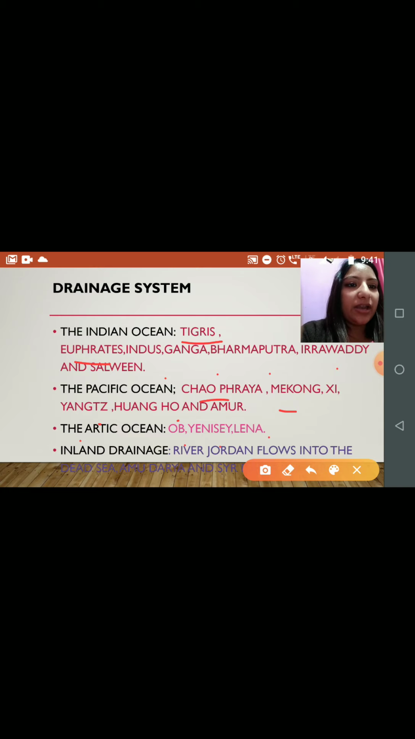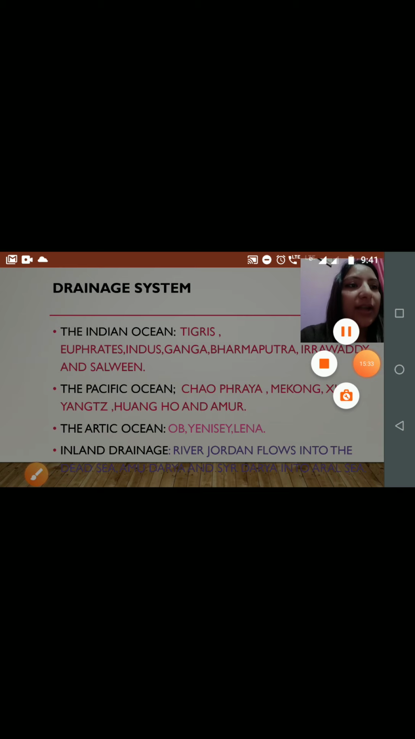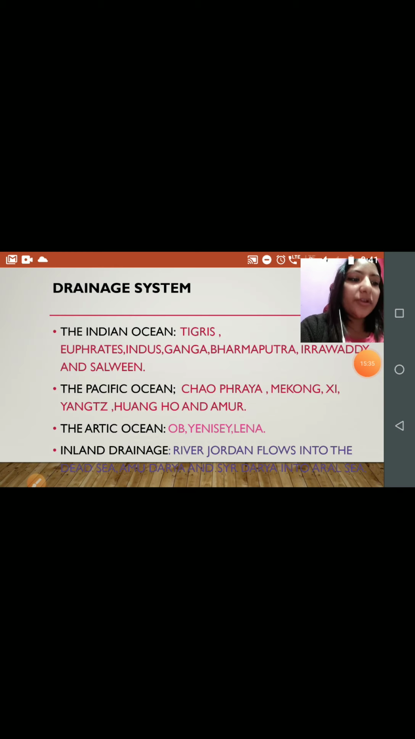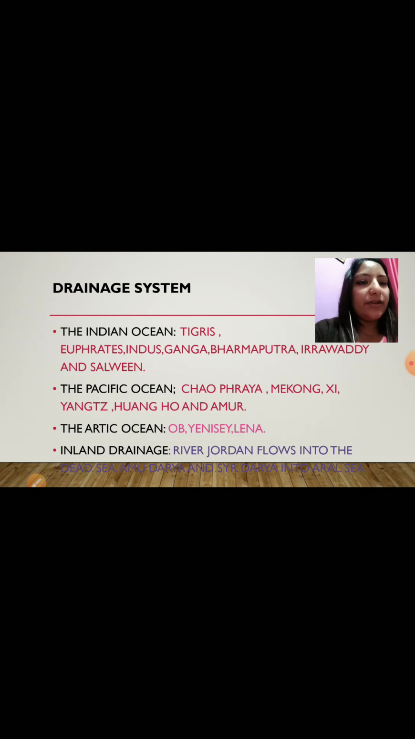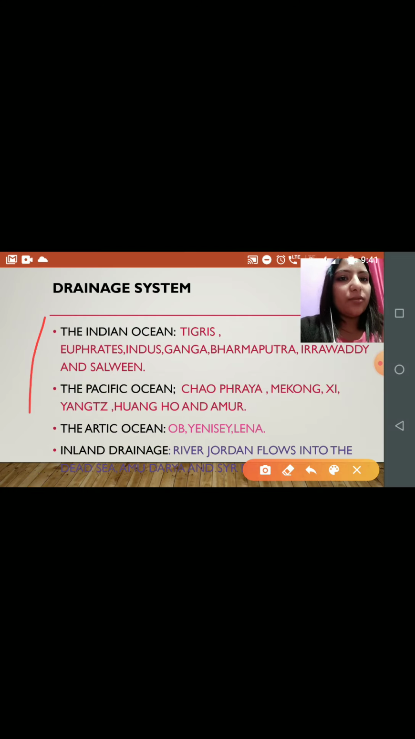Then inland drainage. Okay, now let's understand what is inland drainage. When the rivers in a region do not reach the sea but flow instead to lakes or an inland sea, this drainage system is known as inland drainage. So the rivers of Jordan flow into the Dead Sea. So this is the drainage system of Asia.